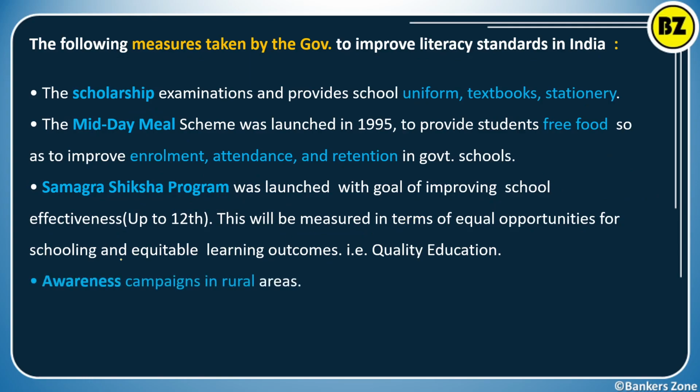Okay, now awareness campaigns in the rural area, these are also initiatives taken. There will be awareness campaigns in the rural areas happening for what? To improve literacy in India. So these are the measures taken by the government to improve literacy.